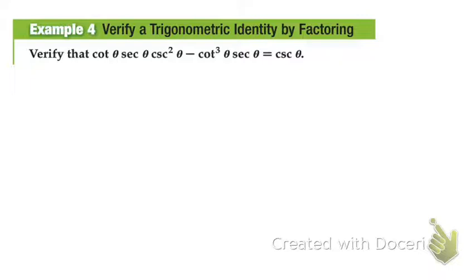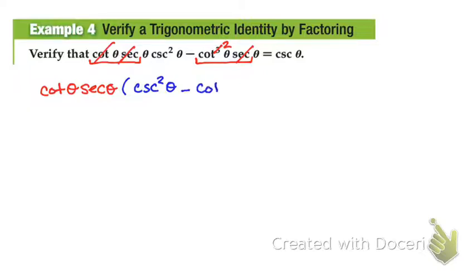Okay, last one for verifying. So you can see that this one has a lot of tall exponents. So one of the things that I'm going to do is notice that there are some common terms here and here, and I'm going to factor those out. So I'm going to factor out cotangent theta, secant theta. That cancels here, and that leaves me with cosecant squared theta. I'm going to take cotangent secant out of this guy. That cancels one of these, leaving me with 2, and cancels this one, leaving me with cotangent squared theta.